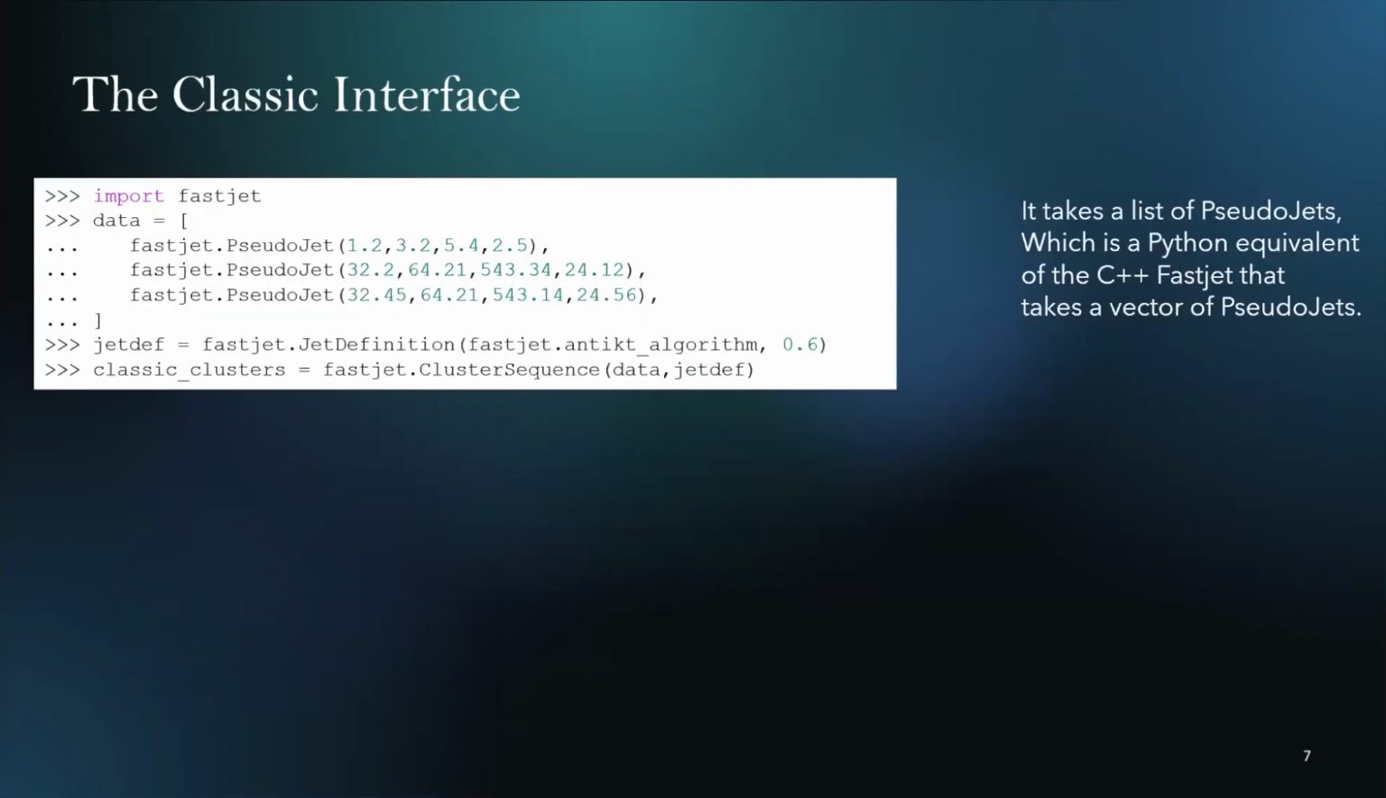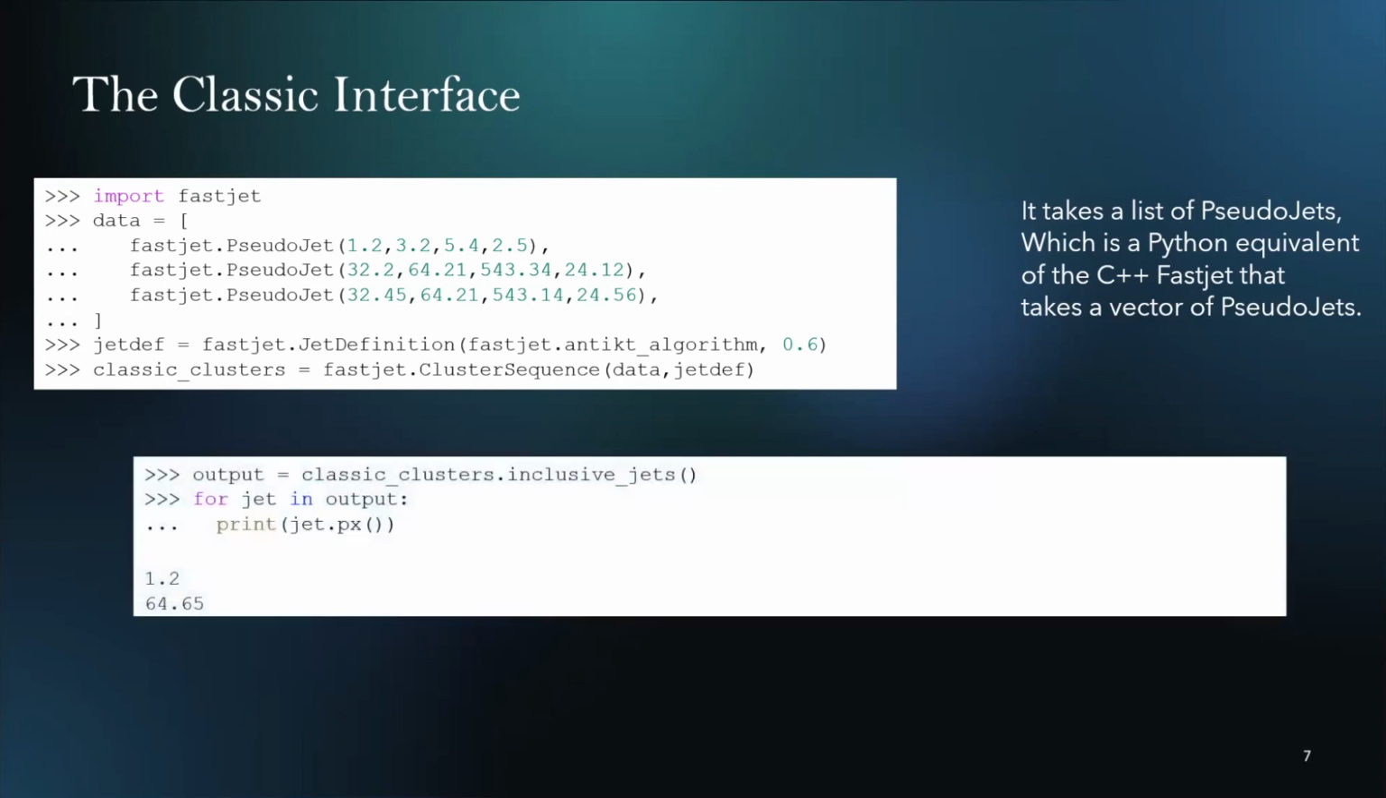Okay, so what's the classic interface? This interface that's provided by the fastjet authors, it works by getting a list of pseudojets, as you can see here in this code snippet. This list of pseudojets is the Python equivalent of the vector of pseudojets that's used in the C++ interface. You make this list and then you pass it to the cluster sequence class along with the jet definition, and then you can extract data from that cluster sequence class instance.